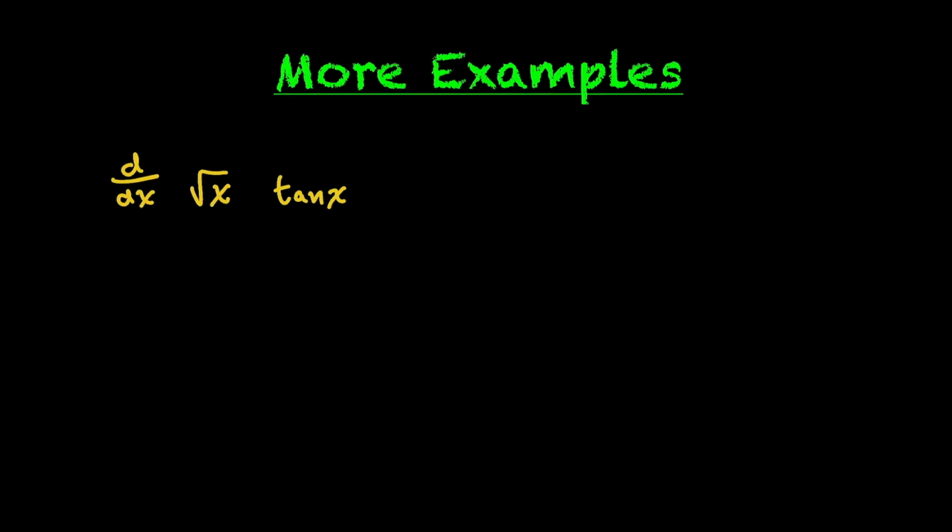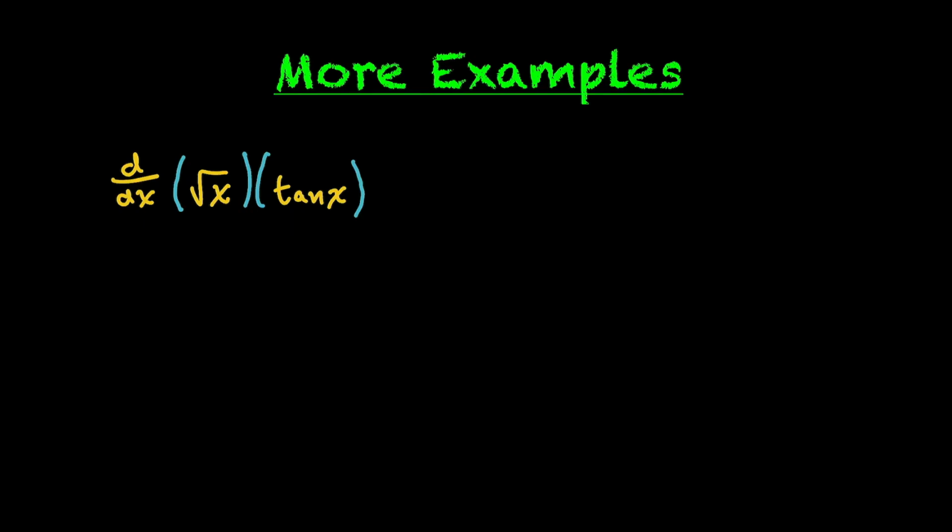Here we have the derivative of the square root of x times tangent of x. Of course, if you want to, you can pause the video and try this example yourself and unpause when you're ready to see the solution. Okay, so our first step again is to group and see what our two functions are. So we have the square root of x times tangent of x. So our first function is the square root of x. Our second is tangent of x.